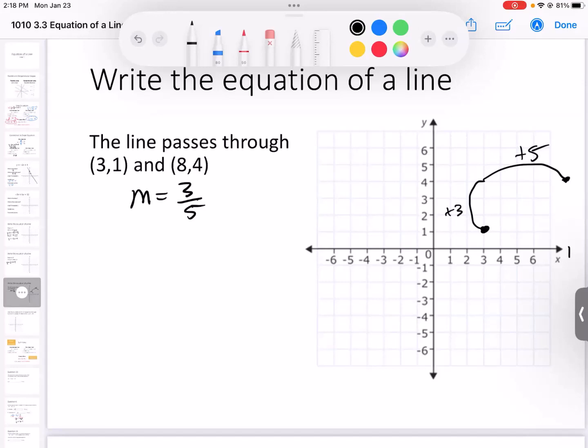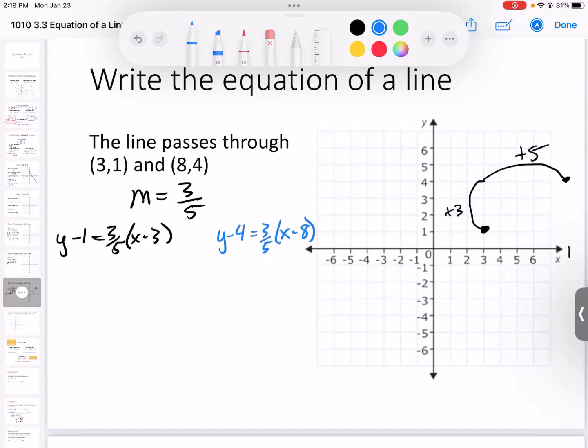But if they give you 2 points without any slope, you have to use those 2 points to find the slope. And then once you've got the slope, if one of the points is a y-intercept, you could use slope-intercept form. In this case, they wouldn't be, so you would just do point-slope form. And you could actually choose either point. So you could set it up as y minus 1 equals 3/5 times x minus 3. Or the other possibility is y minus 4 equals 3/5 times x minus 8. And both of those would be correct. They're both in point-slope form.